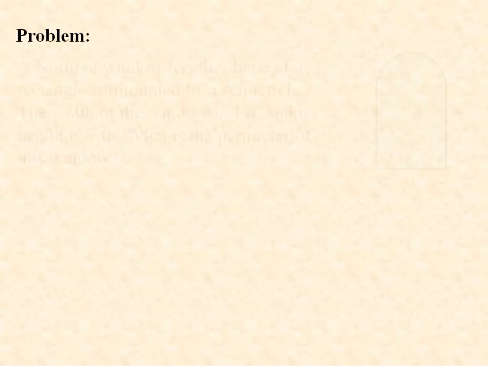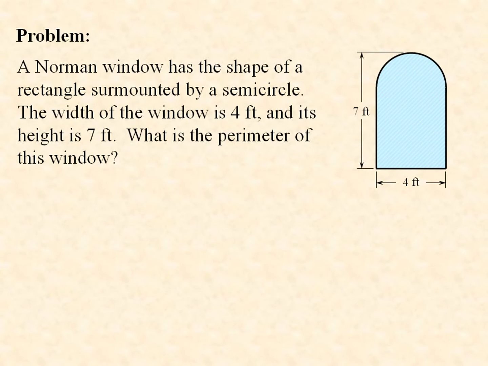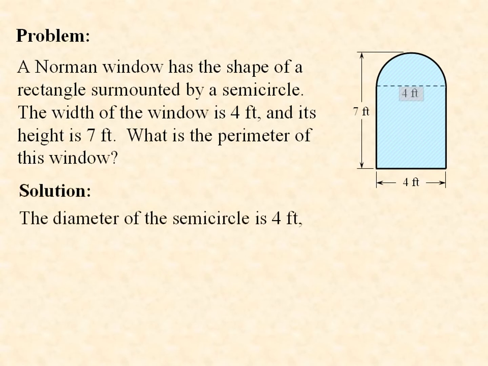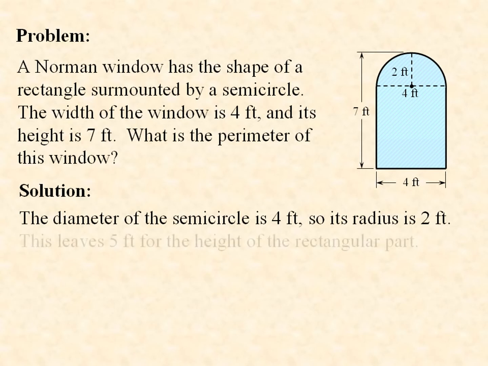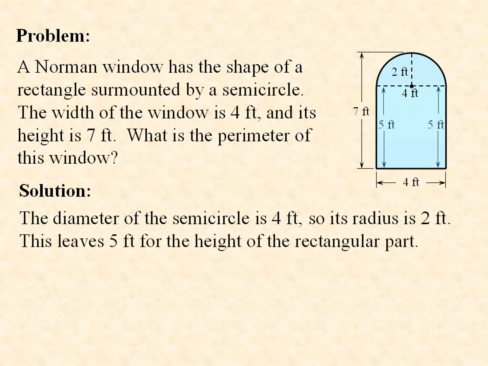Here's another problem to consider. A Norman window has the shape of a rectangle surmounted by a semicircle. The width of the window is 4 feet, and its height is 7 feet. What is the perimeter of this window? The diameter of the semicircle is 4 feet, so its radius is 2 feet. This leaves 5 feet for the height of the rectangular part.